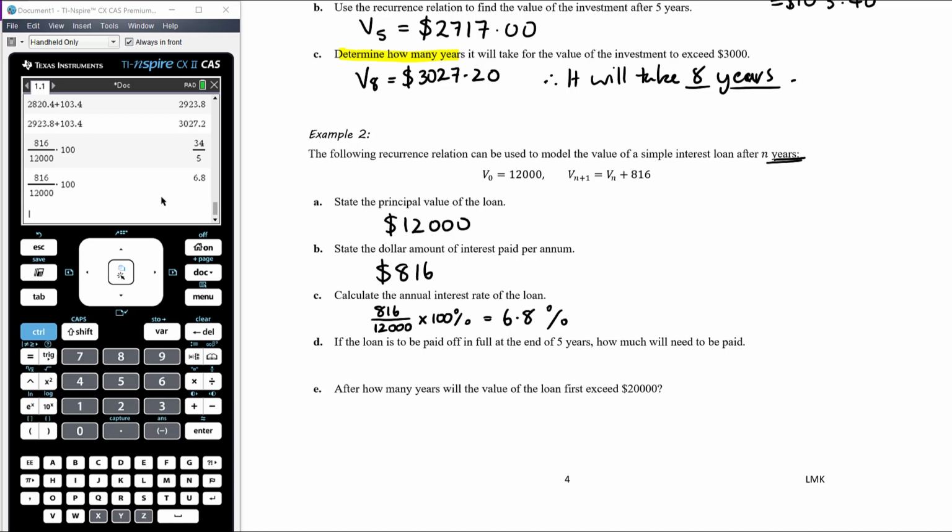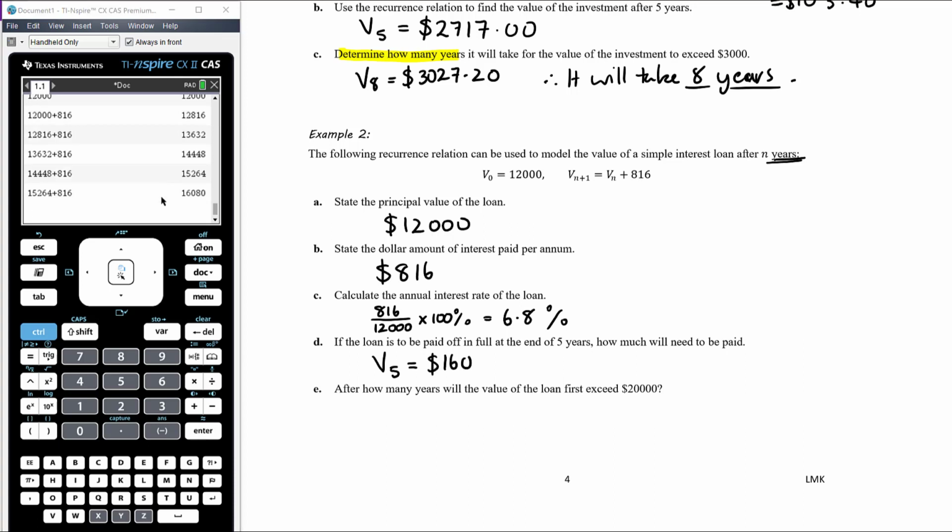Part D, if the loan is to be paid off in full at the end of 5 years, how much will need to be paid? Okay, so the loan, we borrowed $12,000, it's accumulating $816 every year. We want to know at the end of 5 years, so that's V5, what's the loan worth? So again, let's set up our recurrence relation in our CAS. So $12,000 is our principal, press enter, and then add 816. So that's after 1 year, 2, 3, 4, 5, I want 5, that's it.